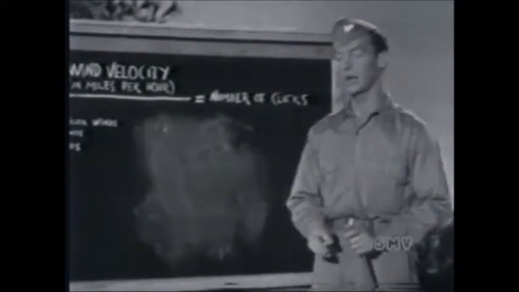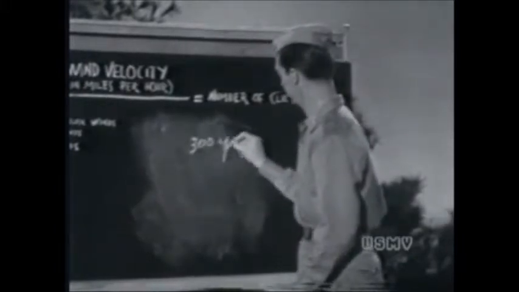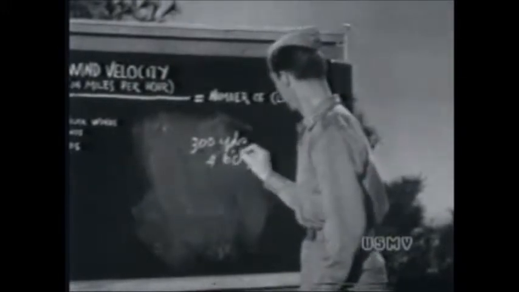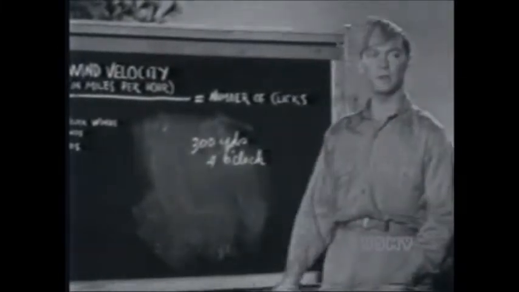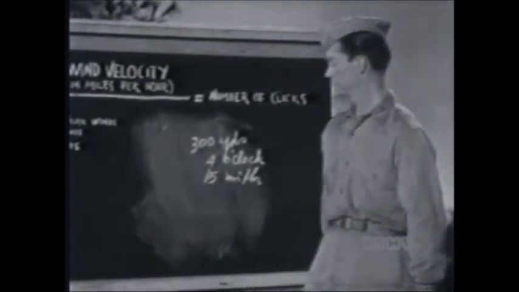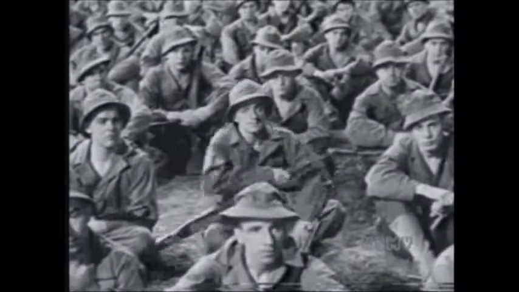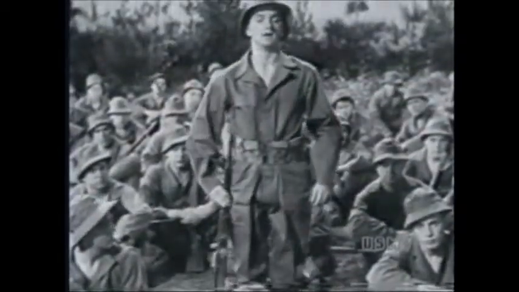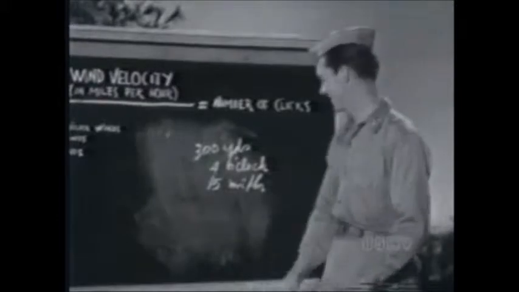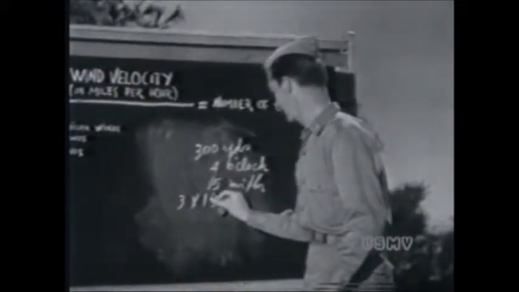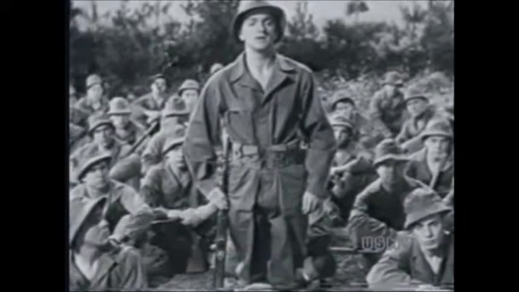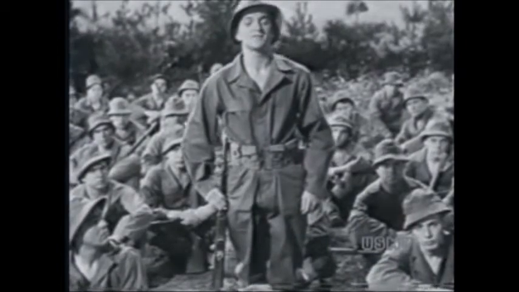Now, you're on a range of 300 yards. Your wind's from 4 o'clock. Speed 15. Taranetti. Sir, that's 3 times 15, that's 45, sir. Right. 3 times 15 is 45. Now what? Then you divide by 10, sir. That makes 4.5.